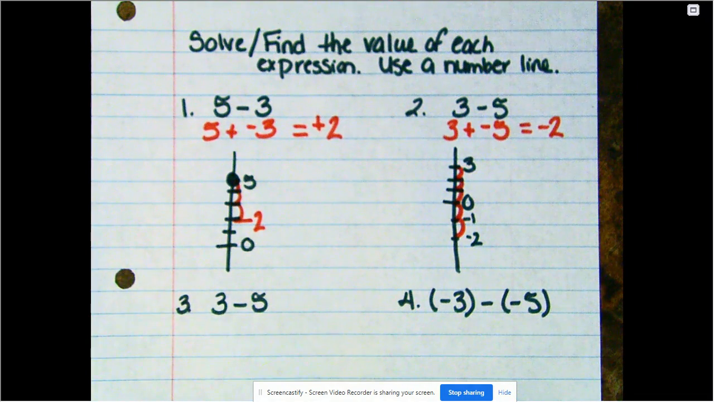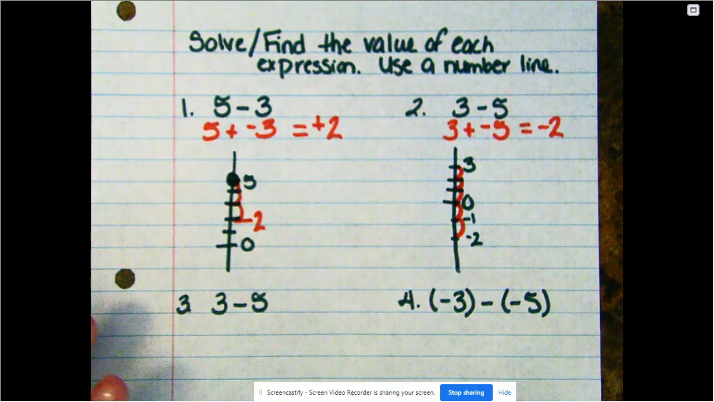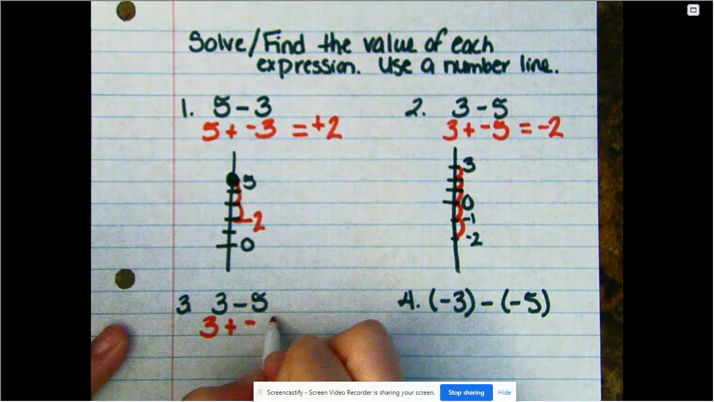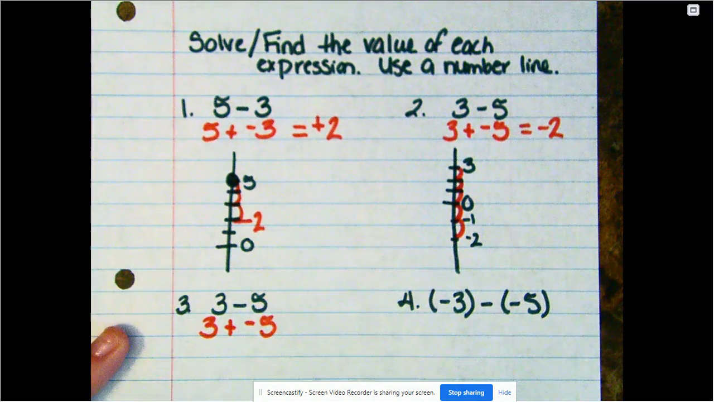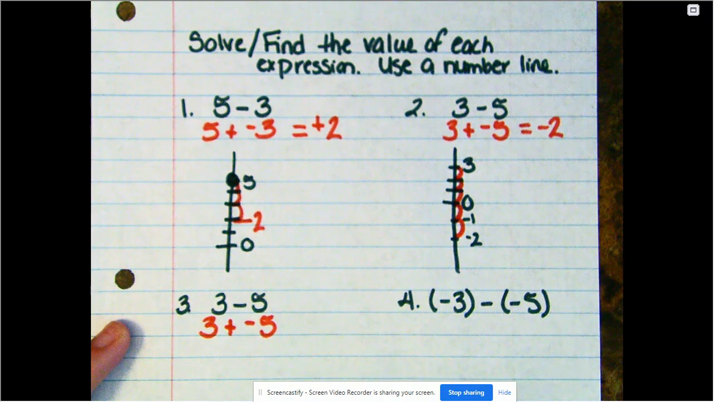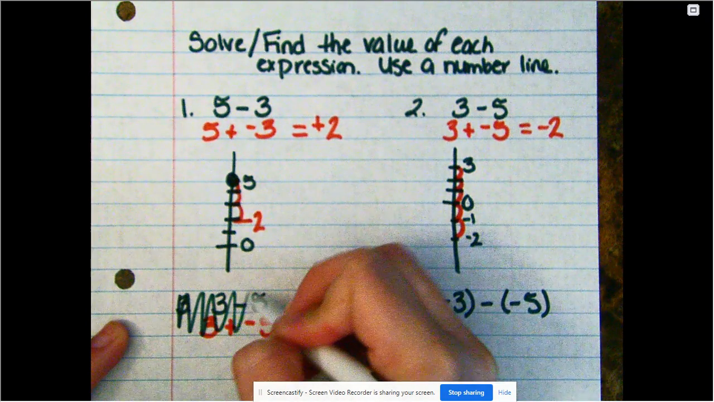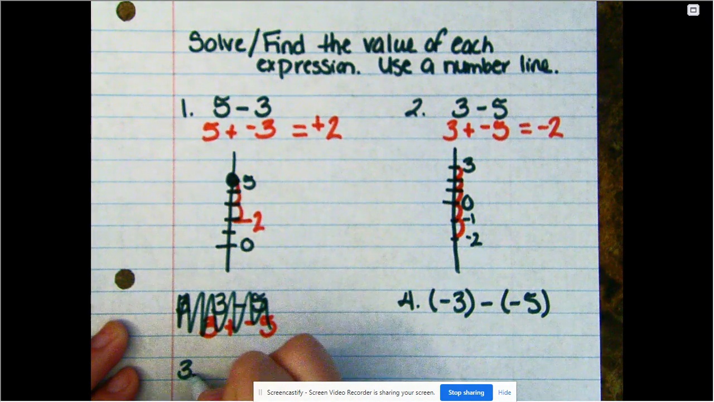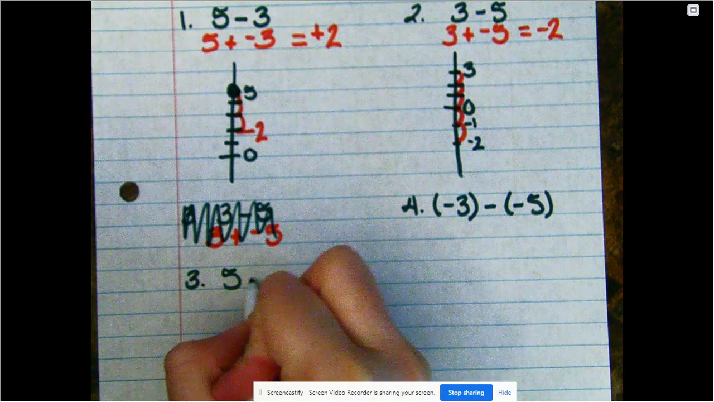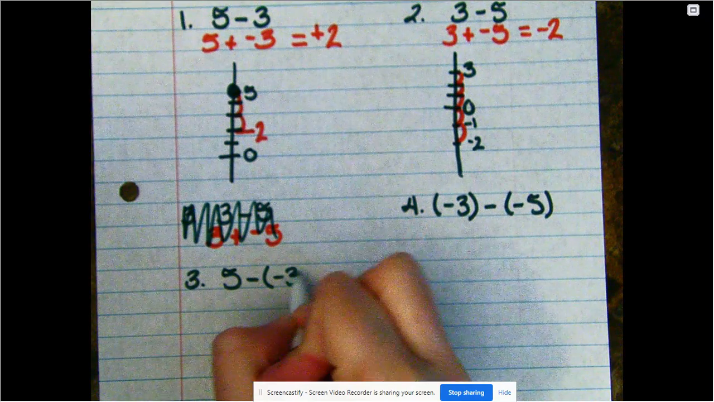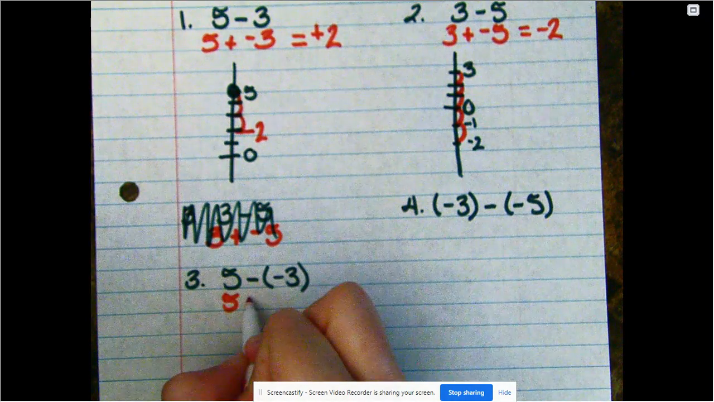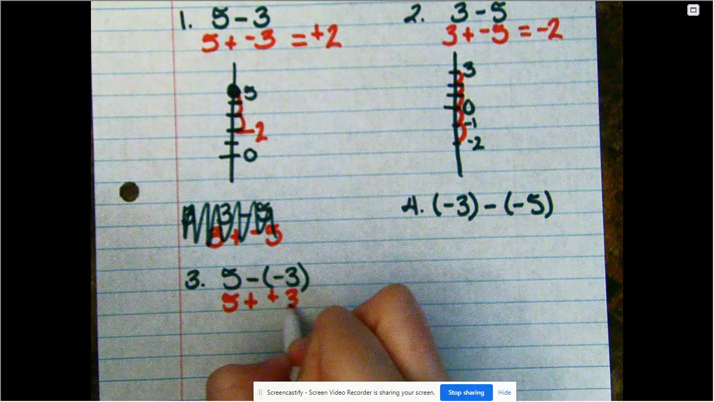Okay, on number 3, when we added the opposite, that changed it to 3 plus negative 5. Did I write this? Uh-oh, I wrote the same thing down. Just kidding. The number 3 is really supposed to be 5 minus negative 3. And we changed that to 5 plus a positive 3. There we go.